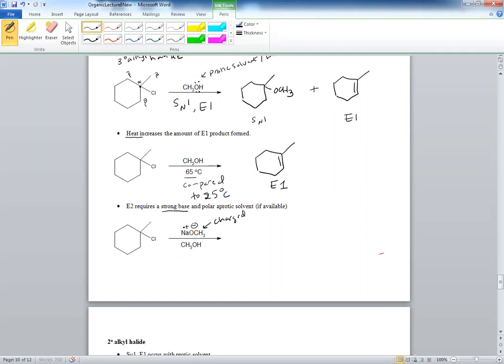So in this case, you have an E2 mechanism, which is again right there. It's the same product as the E1. Once again, there's no SN2 because it's tertiary alkyl halide. It's too sterically hindered, only E2.